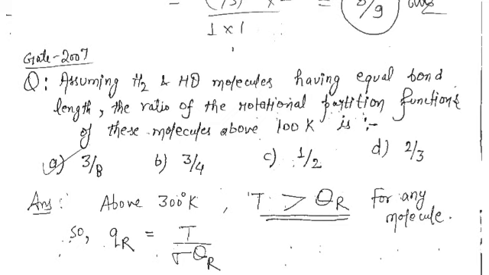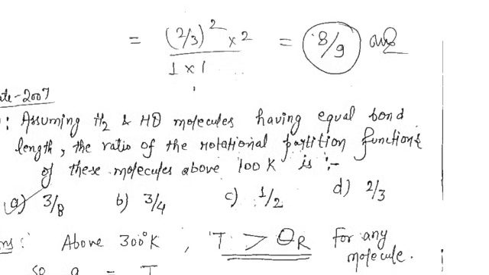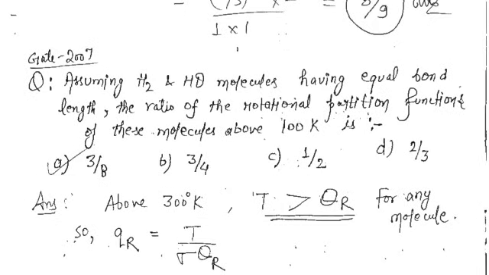So first, we need to understand the theta r value. The theta r temperature for H2 and HD must be less than 100 Kelvin, then only we can use this formula. So let's first check it.